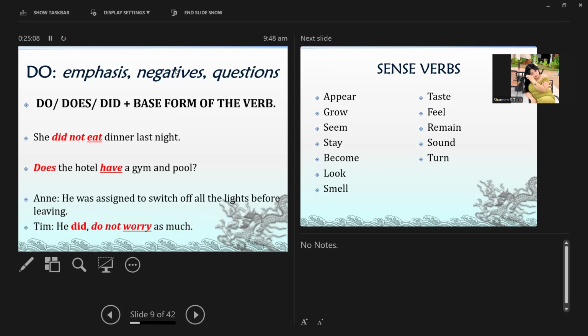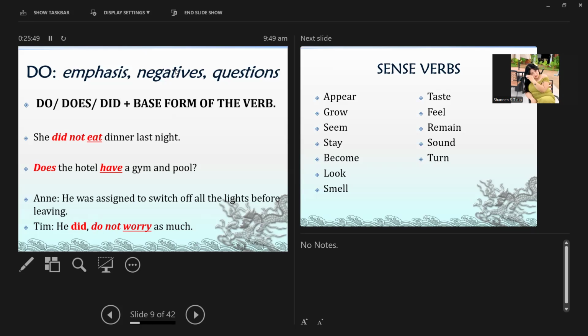Alright, so the do verb, we have different forms depending on your subject, if it's singular or plural. So we have do, does, did. So this is used when you are showing emphasis, negatives, and questions. For example, she did not eat dinner last night. Does the hotel have a gym and pool? And he was assigned to switch off all the lights before leaving. Tip, he did. Do not worry as much. So it's used for emphasis.